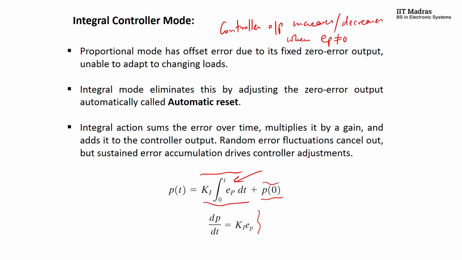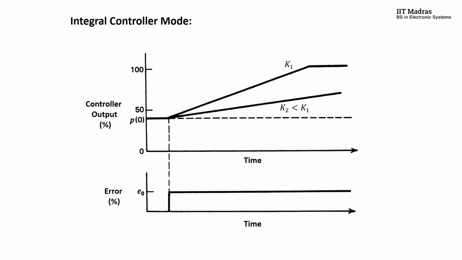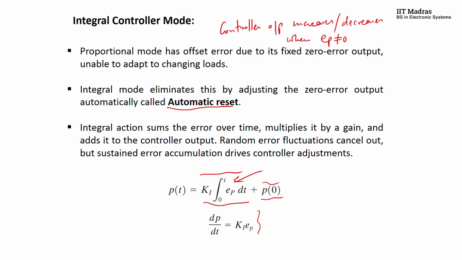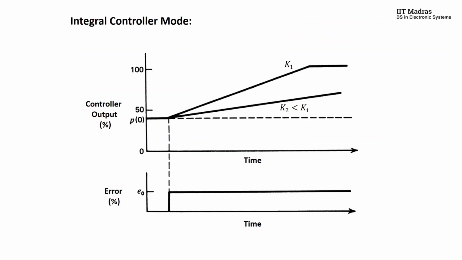The phenomenon wherein we did not manually reset the P0 value is called automatic reset in the integral control. So these are the main points in integral control system. Let's see the plots here.